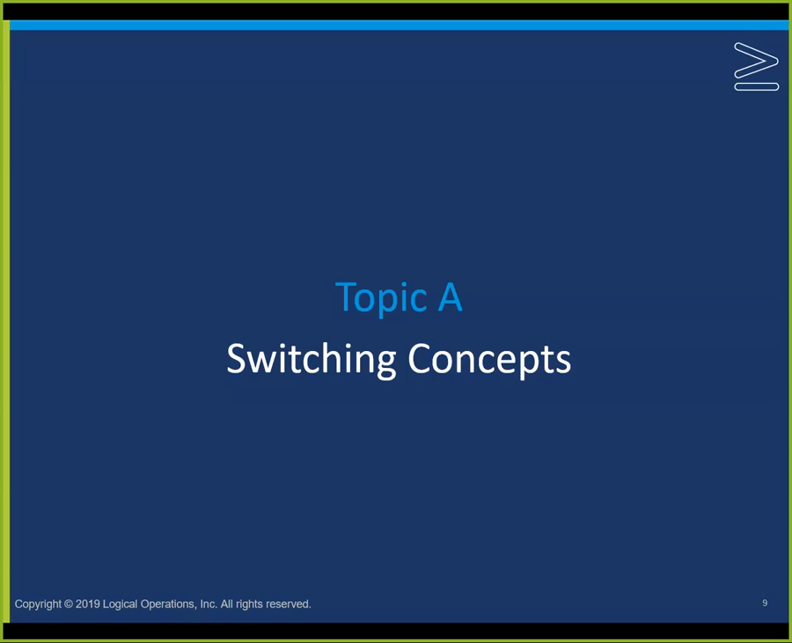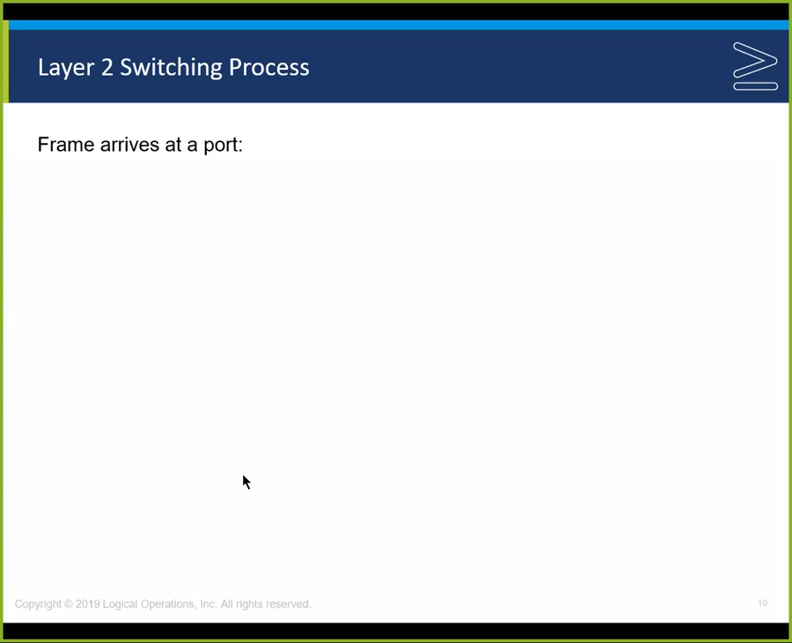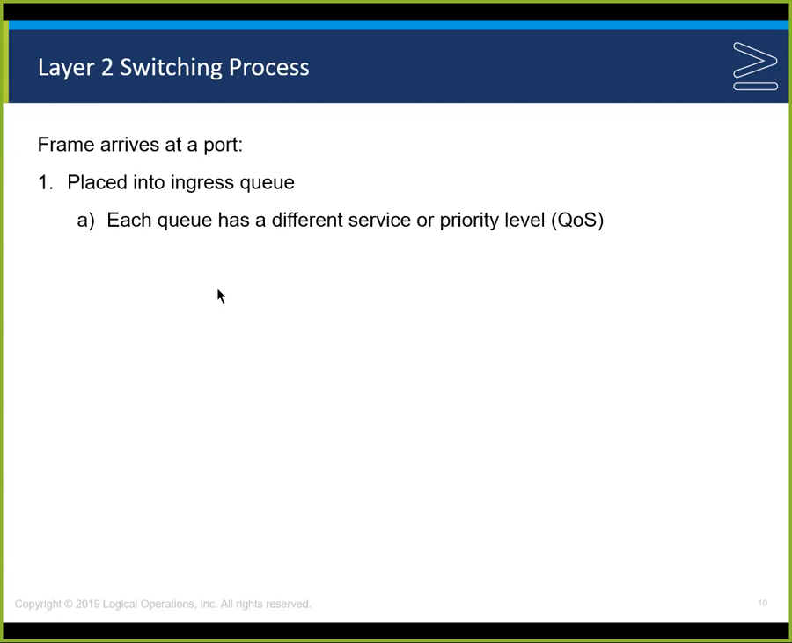So the next section here is switching concepts. And switching concepts, communication at layer 2 concepts is really what we're talking about here. So in the switching process, the frame arrives at the port. It's placed into an ingress queue, and these devices do use queues, lines.